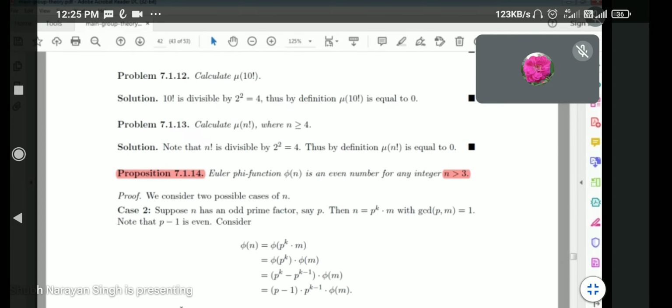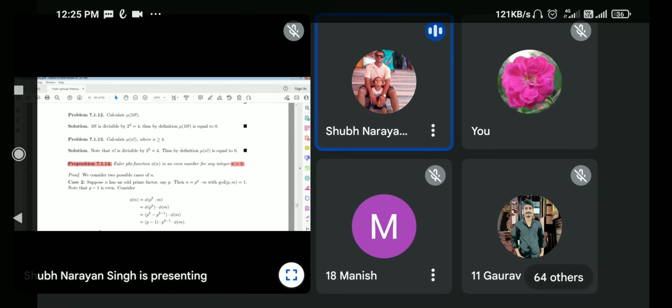Euler phi function of 100? Anyone? So 40. And what is the Euler phi function of 1000? Anyone?